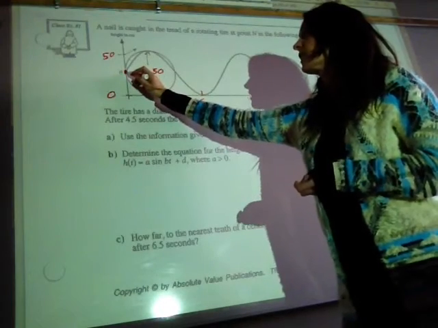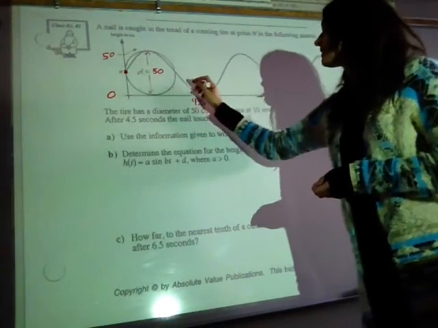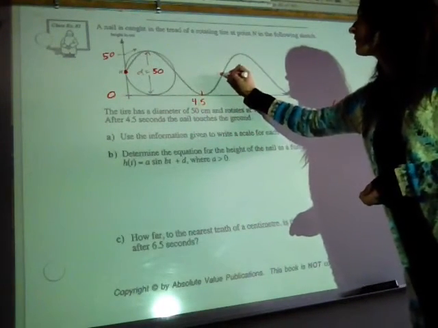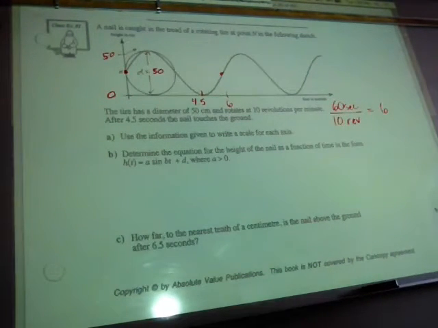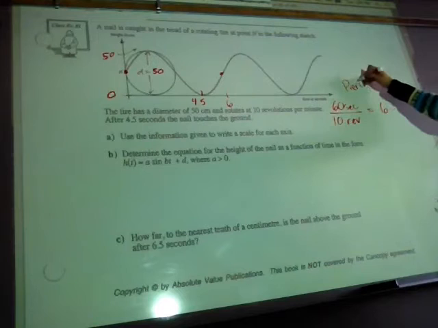Okay, so if this is the start of our sine function, we're going to go up, down, back to middle. That will be at 6. That's one period of the graph. So if you want to label this, this is basically your period here.